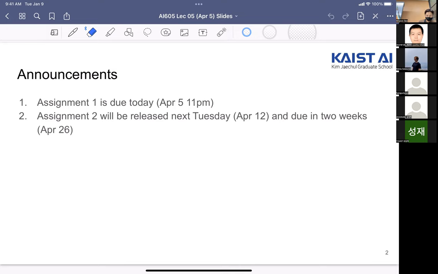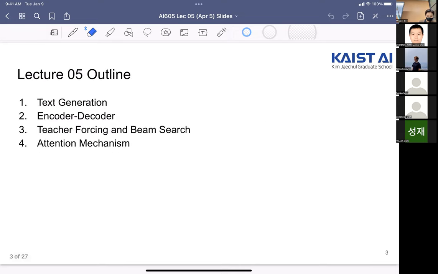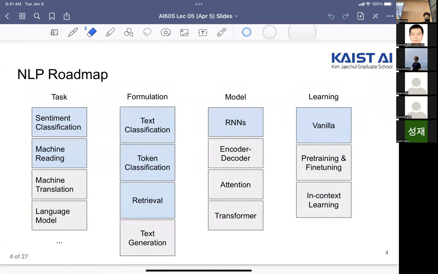All right, so today we're gonna talk about text generation. I think it will be very dense, actually, so let's try to go fast, but also hopefully everyone can follow it. We're gonna cover text generation, encoder decoder, teacher forcing, beam search, attention mechanism. Probably many of you have heard of this, but let's get to the roadmap first.